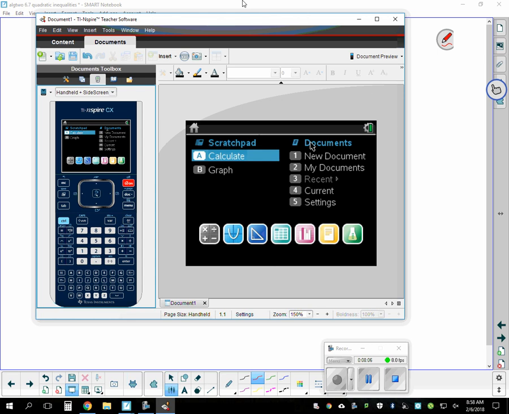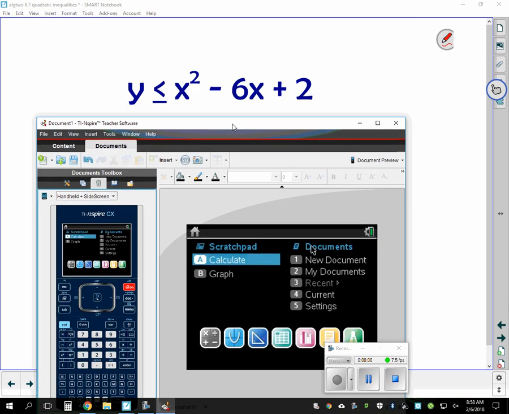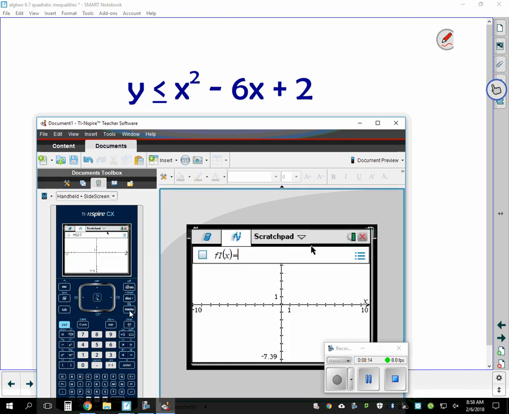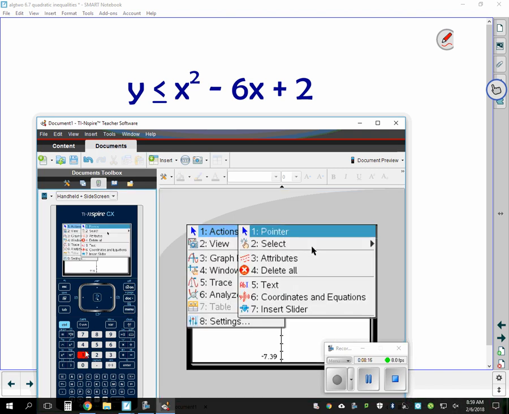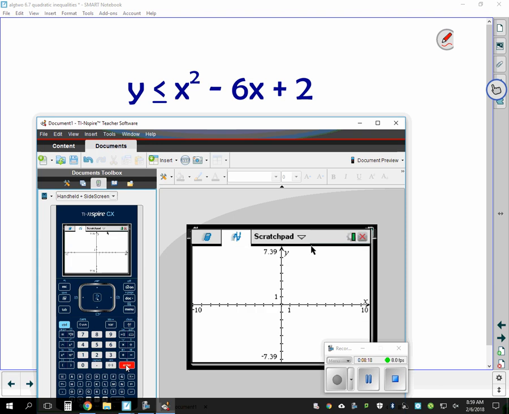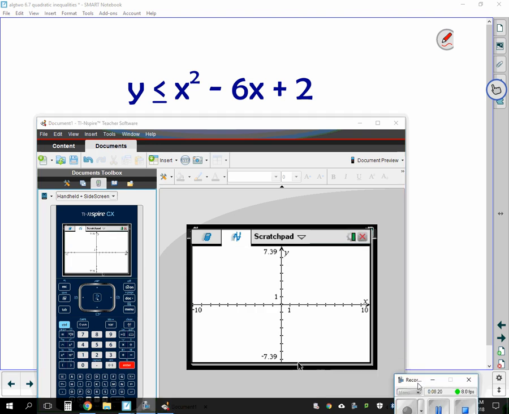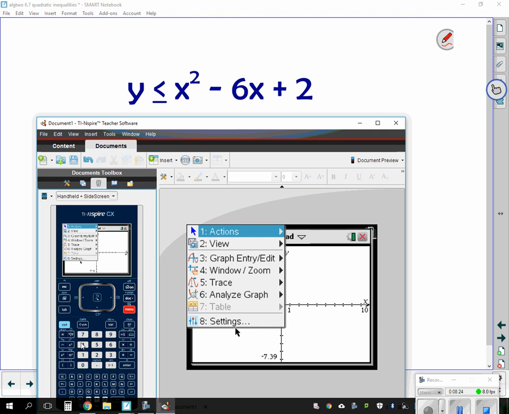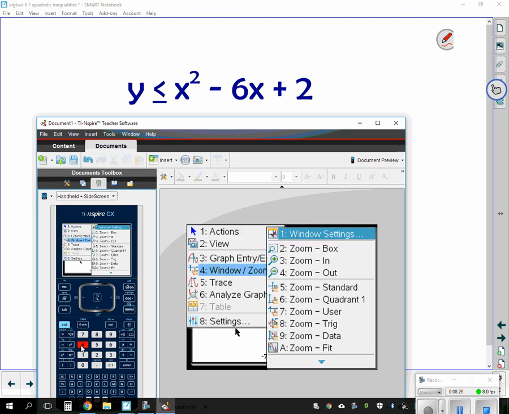So pick up your calculator. From your home screen, go to your graph. Of course, if you have anything in there, menu 1, 4, enter to delete things. If you don't have a standard window, menu, window, zoom, zoom standard.